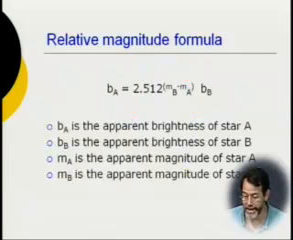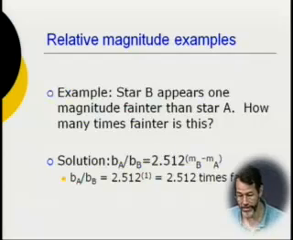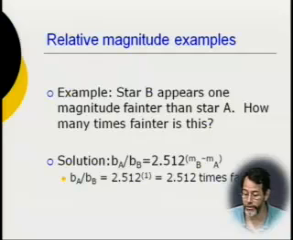So it's not calculus, but it's more basic than you would get on your four-function calculator. So let's go to an example. Again, this might seem impossible to some people right now, but hopefully it will seem obvious pretty soon. Let's say that star B in our example appears one magnitude fainter than star A. How many times fainter is this?